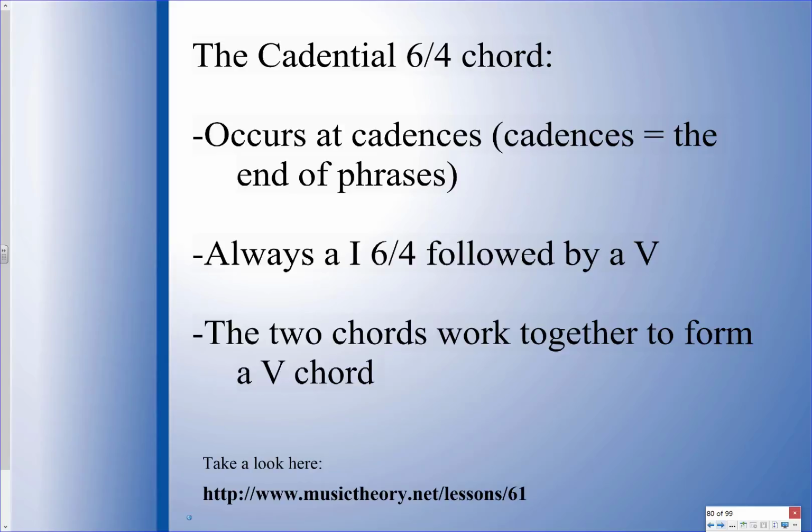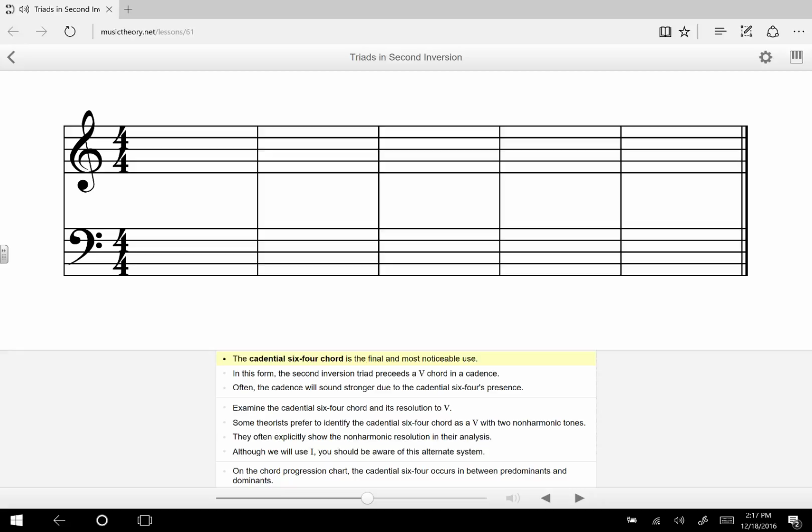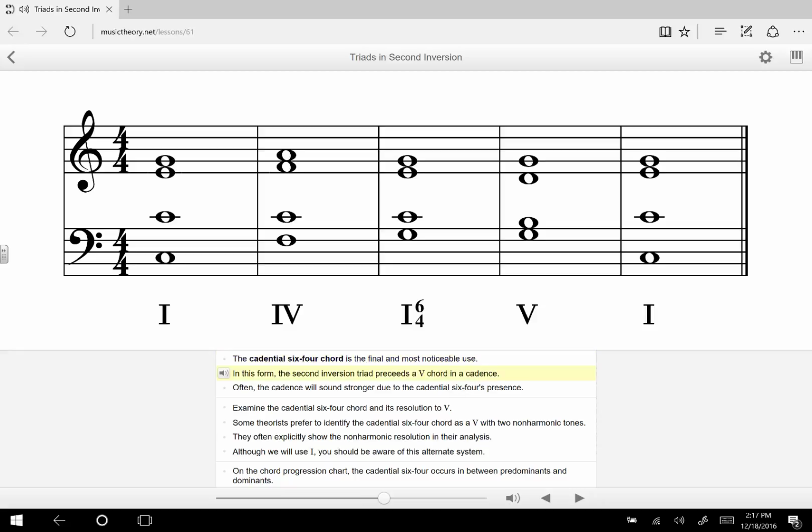The two chords will work together to form a 5 chord, and I'll show you what I mean. The cadential 6/4 chord is the final and most noticeable use of the 6/4 chord. In this form, the second inversion triad precedes a 5 chord in a cadence. So let's examine this. Here in our first measure, we have just a root position triad. That's fine. The bass is doubled, or the root.